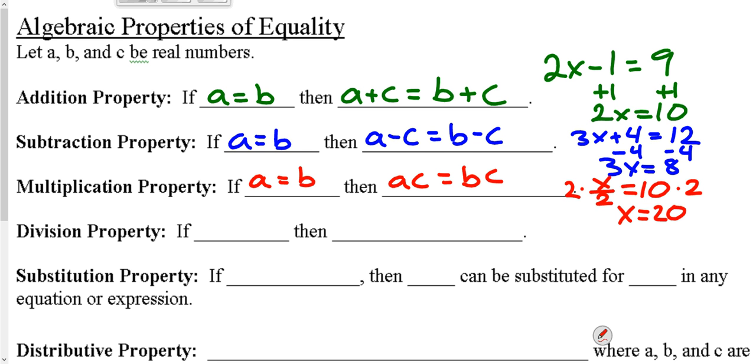So we're looking at, in that case, what got us from x divided by 2 equals 10 to x equals 20. And it was by multiplying by 2 on both sides. That was our multiplication property. It got us to x equals 20.